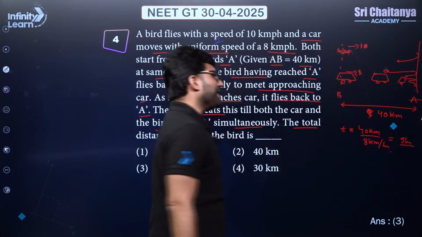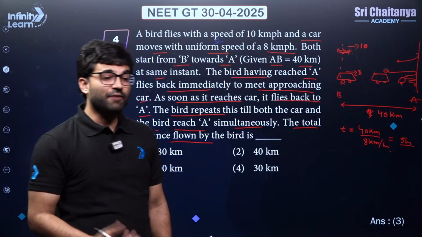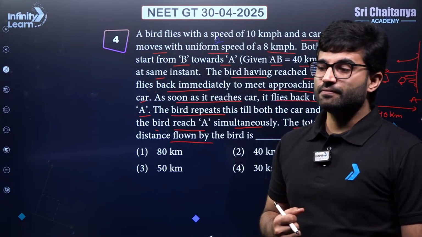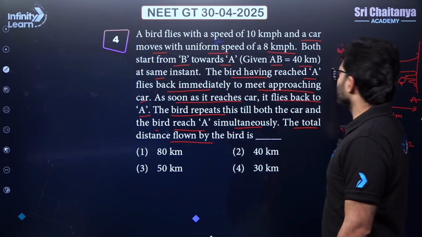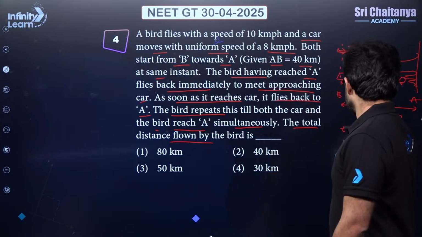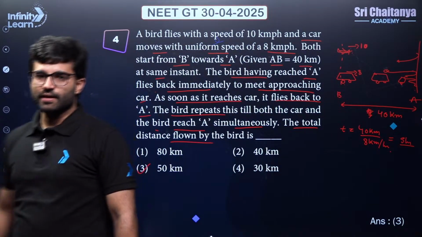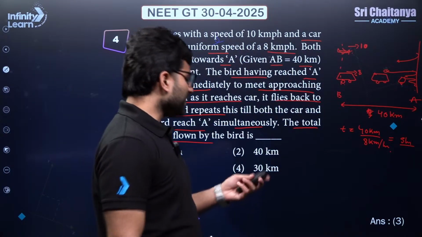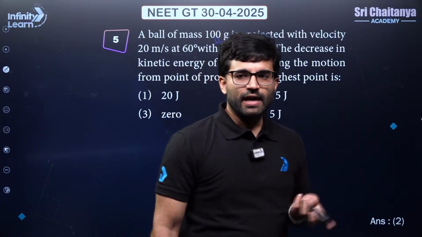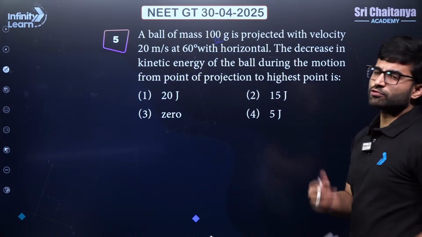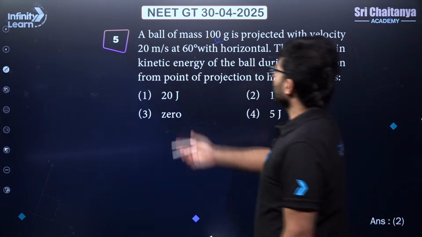So basically for 5 hours the bird has flown, and I have to calculate how much total distance the bird has traveled. So that would be nothing but the speed of the bird, which is constant, into the time. So 5 into 10, which gives you 50 kilometers, right? Understood? Clear? So always try to draw diagrams first and then try to approach the question in those questions in which the diagrams can be drawn.